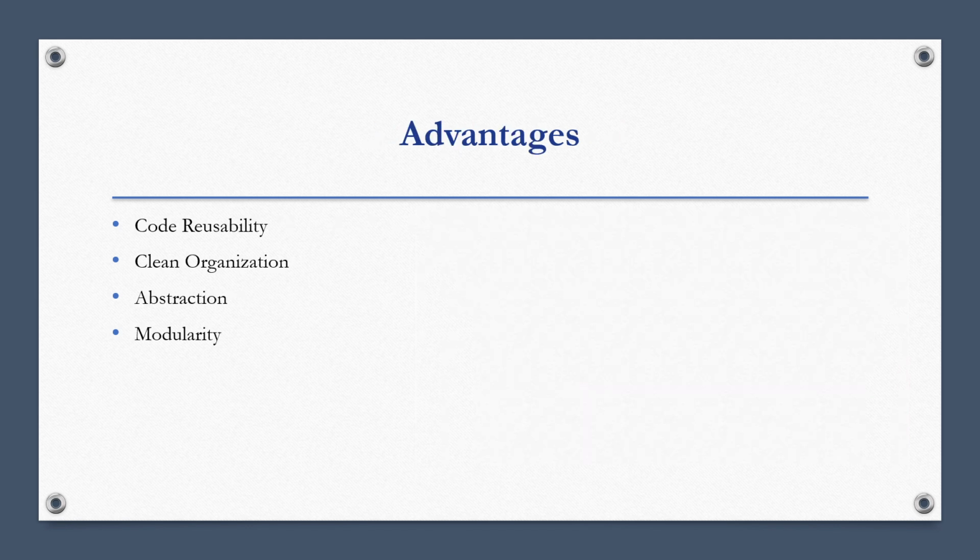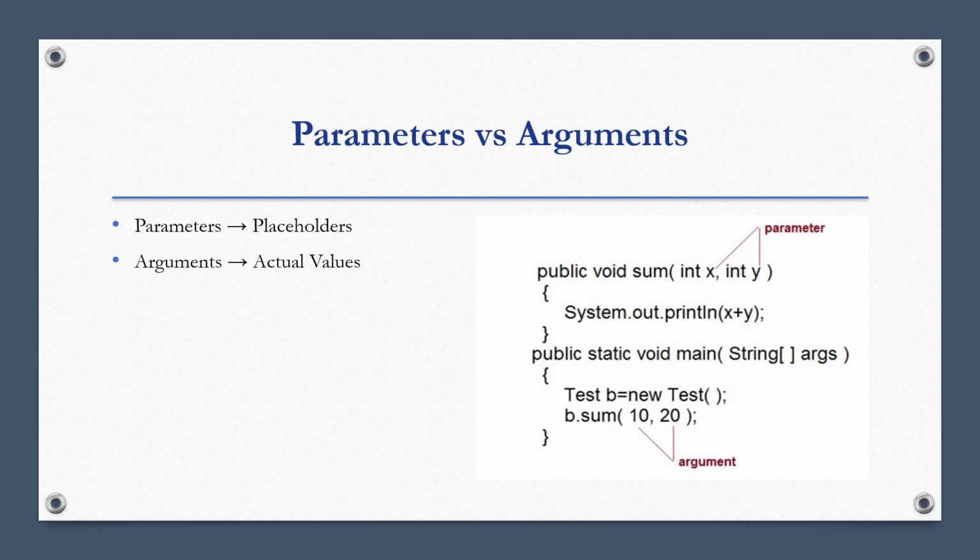Advantages of methods: code can be reusable, and if we make modules, our code will be organized. Abstraction: abstraction can be achieved by the abstract keyword or interfaces, but methods are also helpful in that. Modularity I already explained. If it is a large code, we can make modules of the code and divide it into simple tasks.